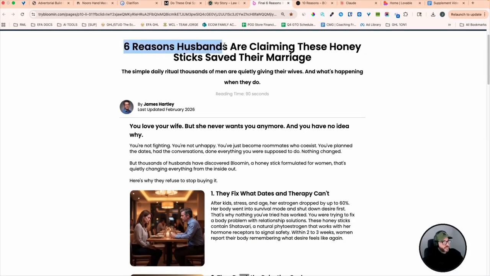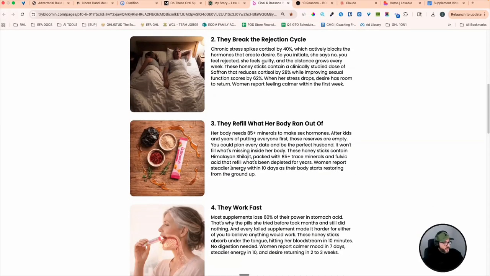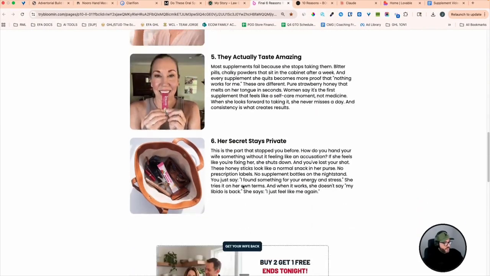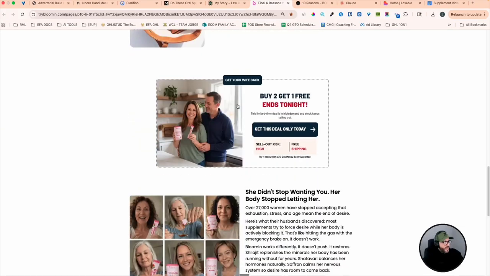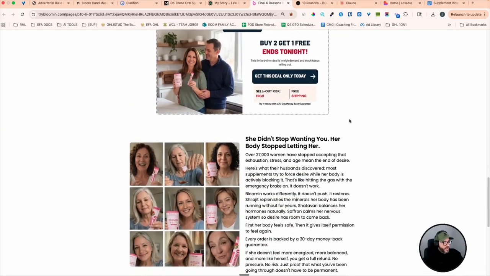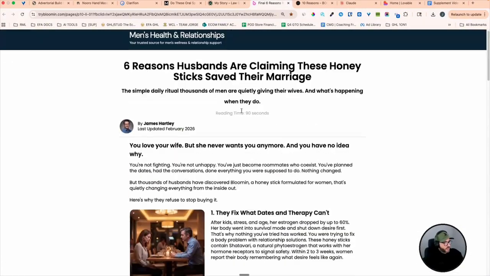They start with six reasons. In this case, six reasons husbands are claiming these honey sticks saved their marriage. You see? Then they have a short intro here. They have who the person is that is writing this, right? And then here you start with your reasons. They name the reasons, and they highlight them with images to the side. And then here is the introduction to the call to action, some social proof, and that's it. They used to be shorter, more specific, but you see that it has all the elements.